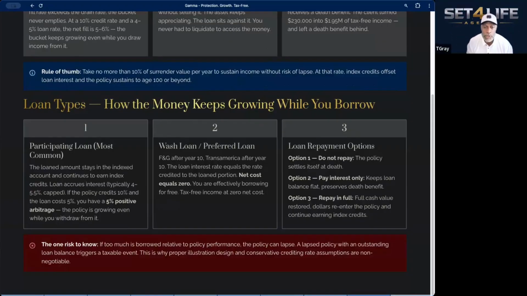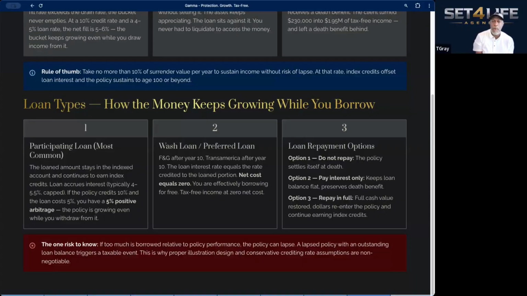Okay. There's also a wash loan, a preferred loan, typically available after year 10. F&G makes it available after year 10. Transamerica makes it available after year 10, where the interest rate and the rate credited are equal. So the net cost equals 0. You're literally borrowing money for free, 0 net cost.